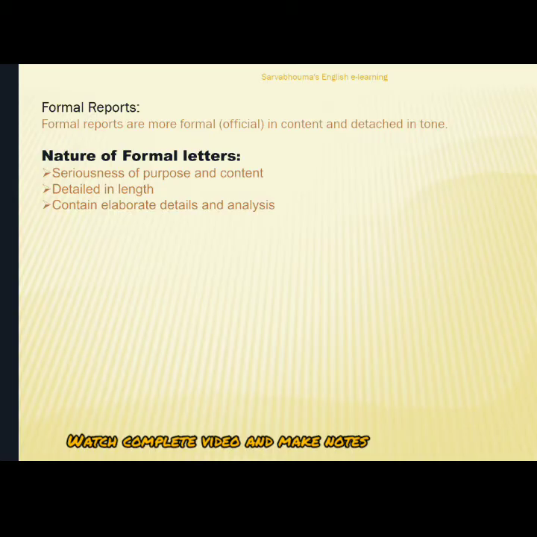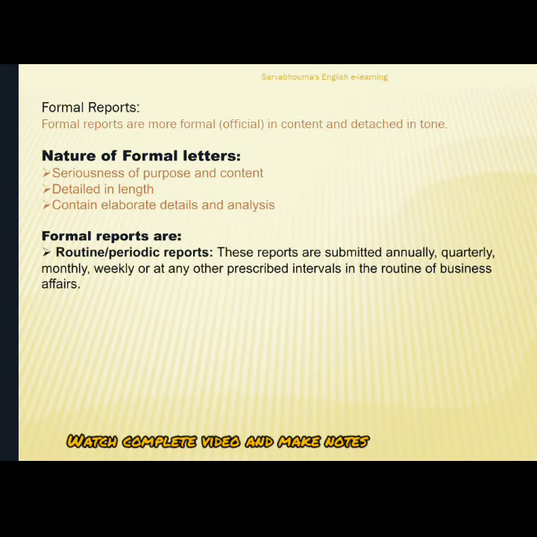Okay, so formal reports. Which are the formal reports? The first one is routine or periodic reports. What is the meaning of routine or periodic reports?